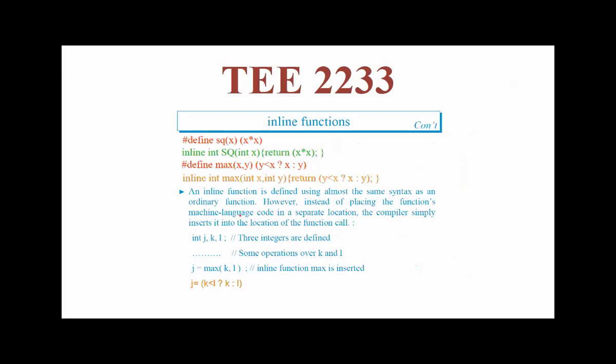So how do we have an inline function? Define square as X times X. So you've defined this square. So once you make a call to square, you're actually executing X times X. Inline int square(int X) { return X times X; }. This becomes an inline function.